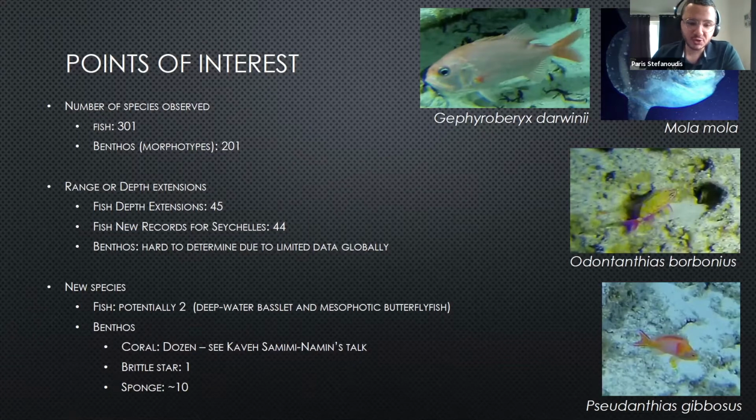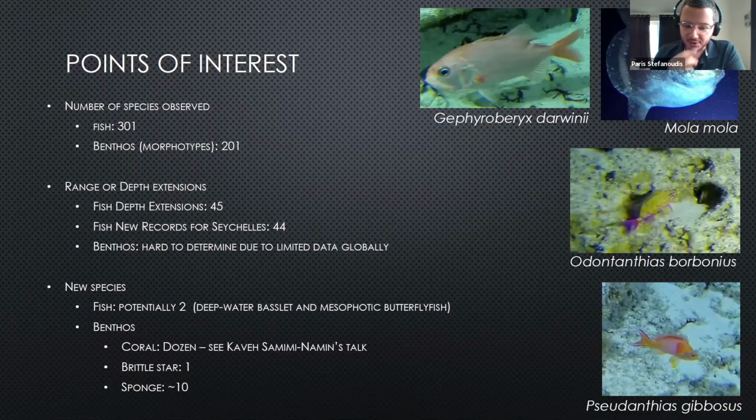In terms of new species, very few bullet points. We think we potentially saw 2 new fish species. Of course, we did not collect any fish specimens to be able to verify, but talking with various fish experts from the Western Indian Ocean, we are fairly confident that we at least have some in situ images and video of a new deep water basslet, as well as a mesophotic butterflyfish, which I'm going to show you later in one of the pictures as well.